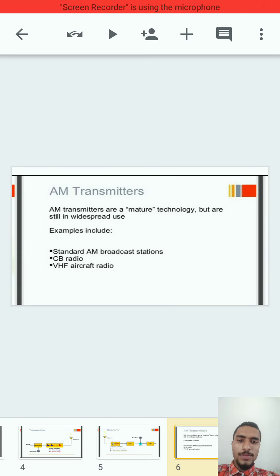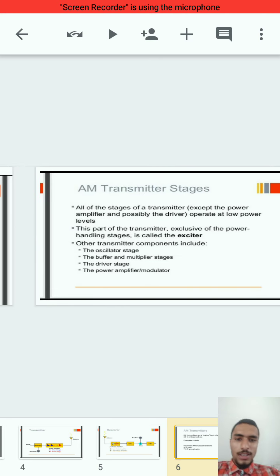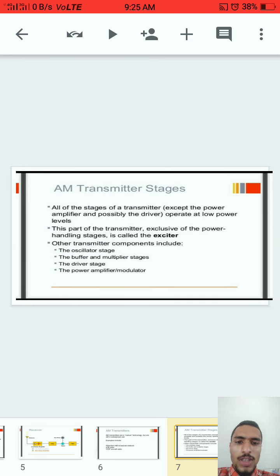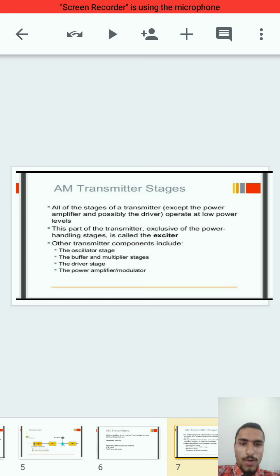AM transmitters are a mature technology but are still in widespread use. Examples include standard AM broadcast stations, CB radio, VHF aircraft radio. Next is AM transmitter stages. All of the stages of a transmitter except the power amplifier and possibly the driver operate at low power levels. This part of the transmitter, exclusive of the power handling stage, is called the exciter. Other transmitter components include the oscillator stage, the buffer and multiplier stage, the driver stage, and the power amplifier modulator.